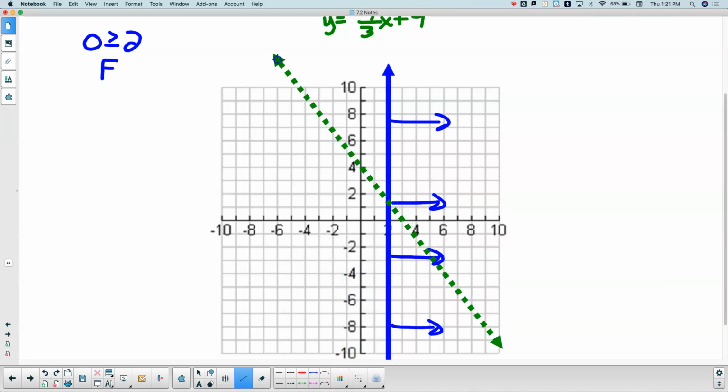It also did not go through the origin. So I can use that as my test point.